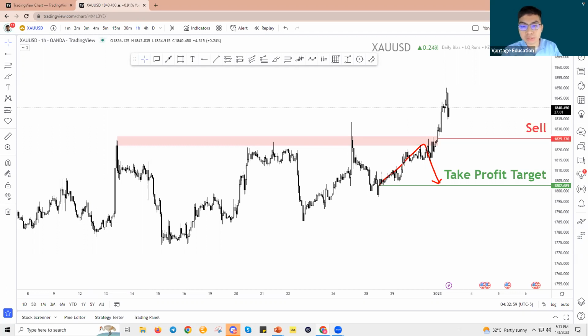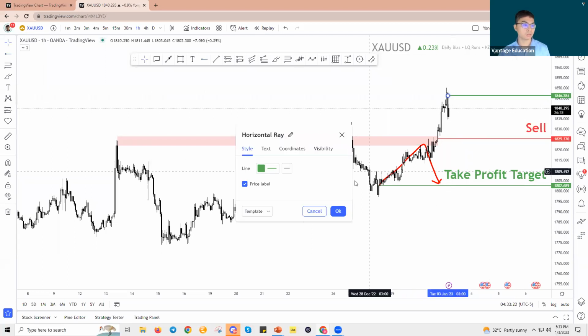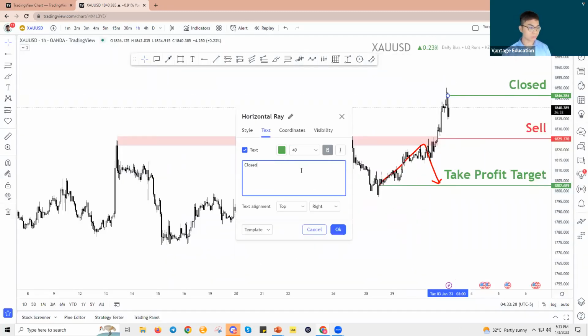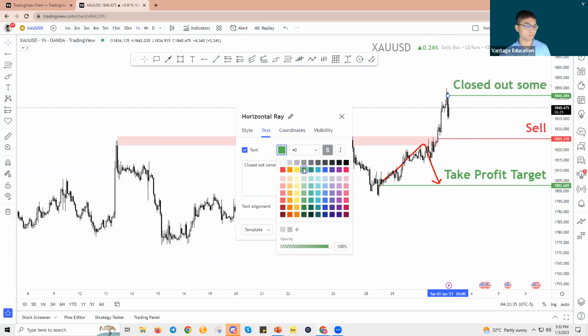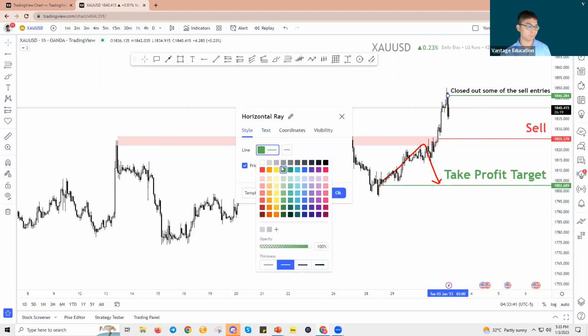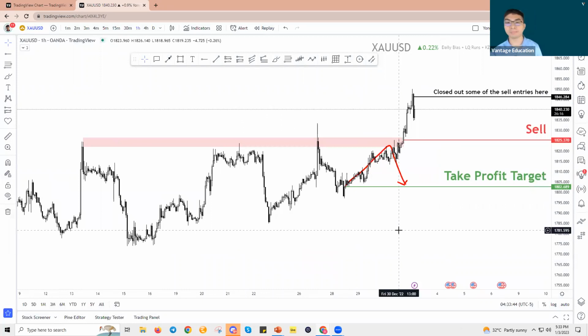So you put 4 small trades, you already closed half of them, with the rest nearly reaching 1850. So you actually entered sell there. You closed it right up there, but how could we have better managed this trade without closing so early? So you closed roughly at 1850. So you actually closed out some of the sell entries here. Okay, so how could we have better managed this trade?